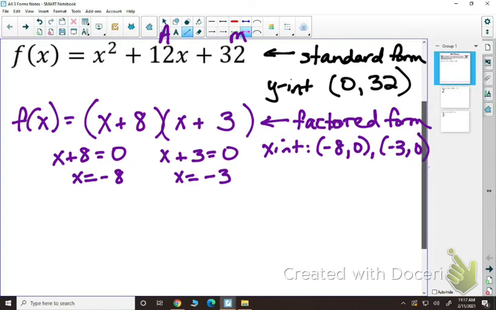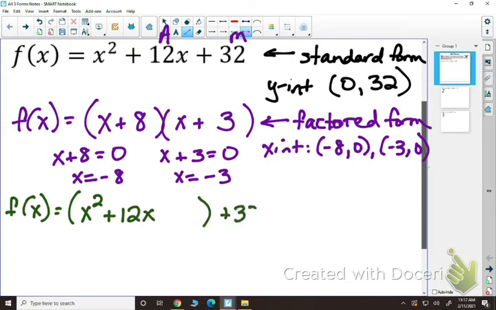So at this point, we've got two forms down, factored and standard. We've got the y-intercept, we've got the x-intercepts, we need the vertex. So to do vertex form, we're going to have to complete the square. If you remember how we did this was the last lesson we did. We're going to group together the x squared and the 12x, and then we're going to put the plus 32 on the end here. So to get this missing term here, we're going to take our middle coefficient, which is 12 divided by 2, and then square it. 12 divided by 2 is 6, and 6 squared is 36.